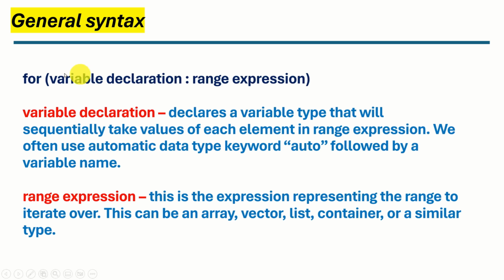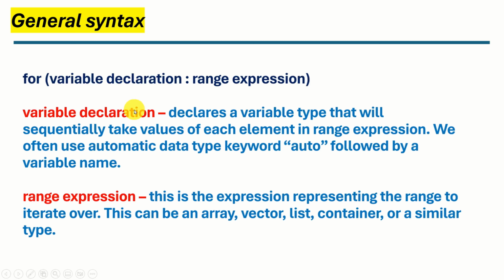Over here, you can see the general syntax. You write for, similarly to the standard for loops. Then you have the first part, which consists of variable declaration, and then you have the second part, which consists of range expression. Let's focus on the variable declaration.